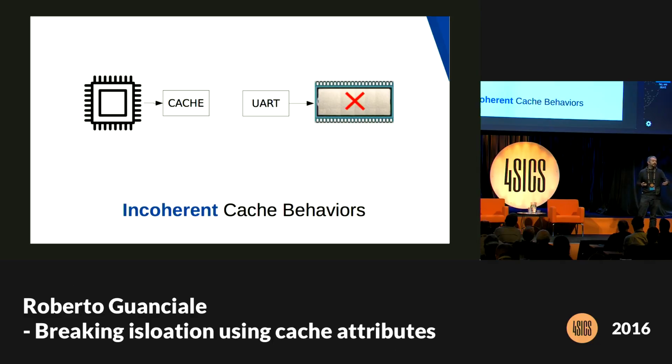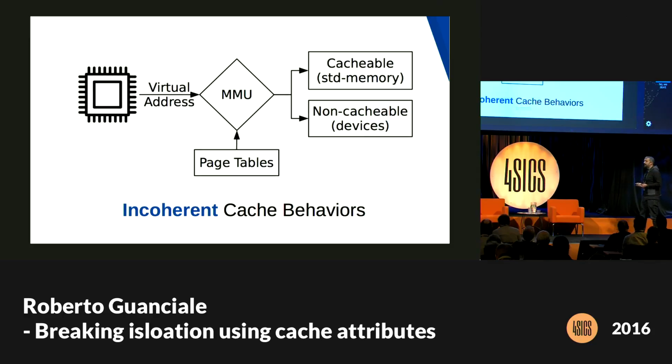I write something in the serial port, but this is cached, this is not printed outside. So sometimes the caches are not really transparent. And exactly for this reason, to manage devices, you can usually configure the part of the memory that is cacheable and the part of the memory that is not cacheable. How is this done? Usually by configuring the page table, the memory management unit.